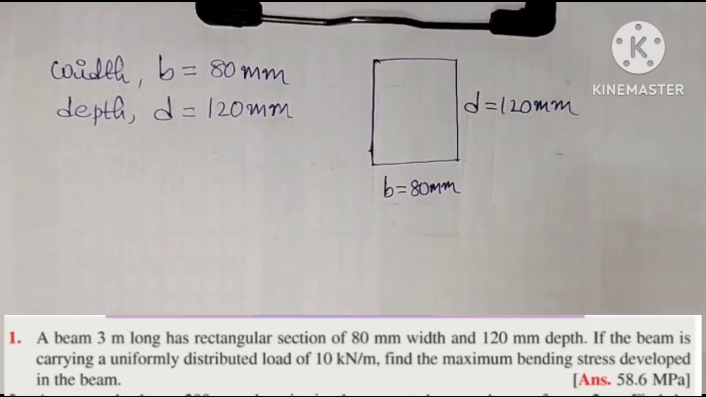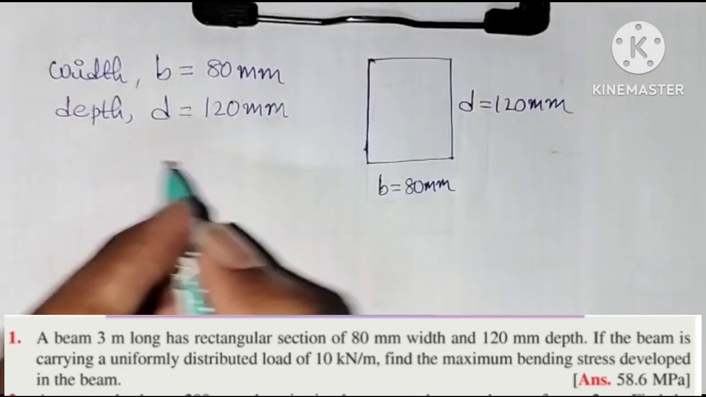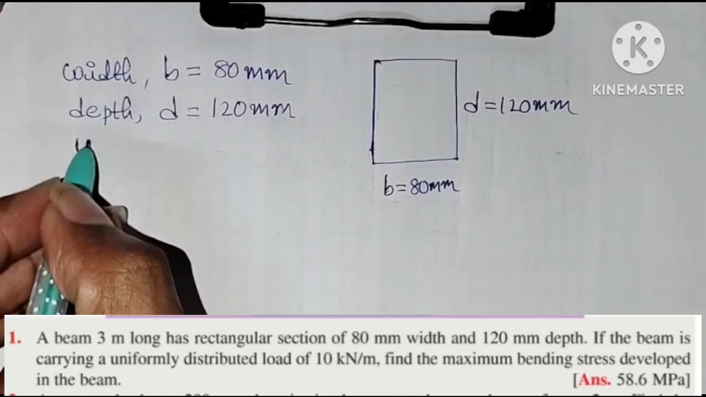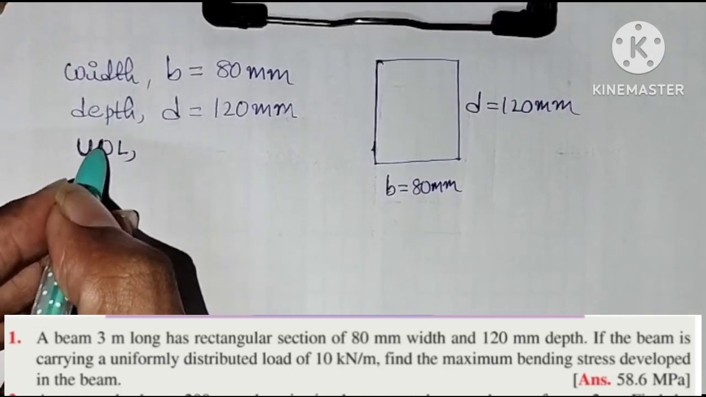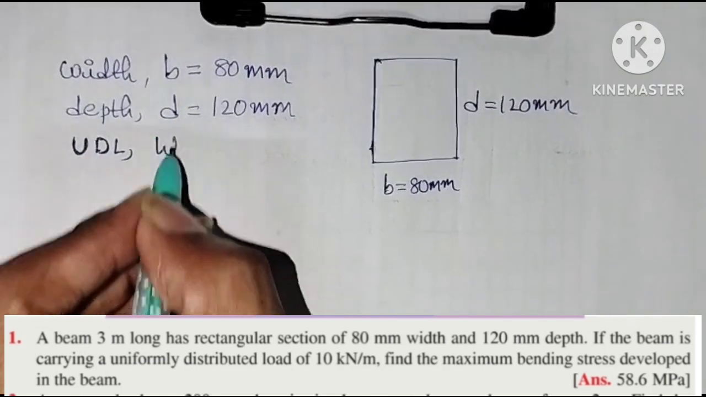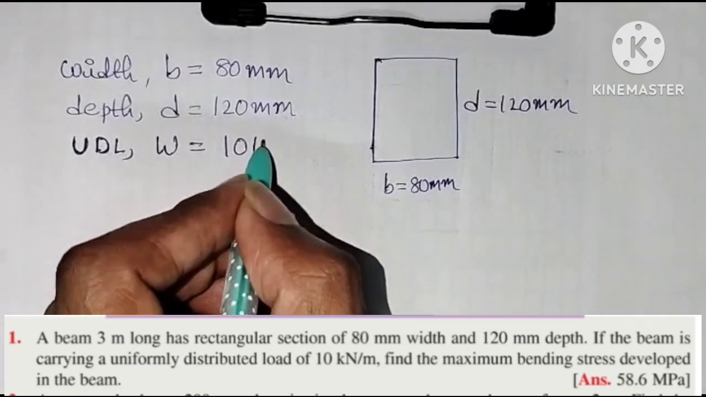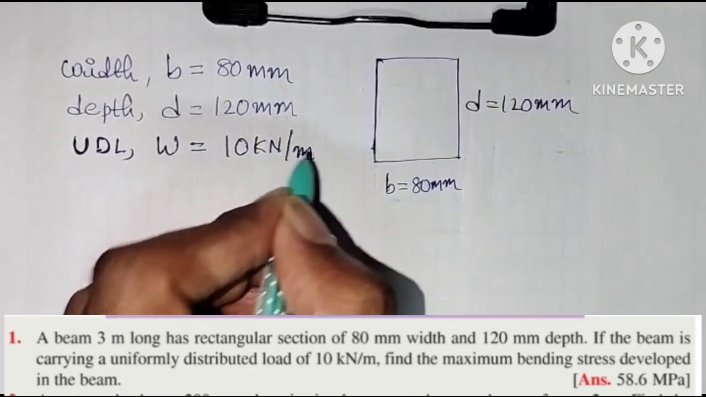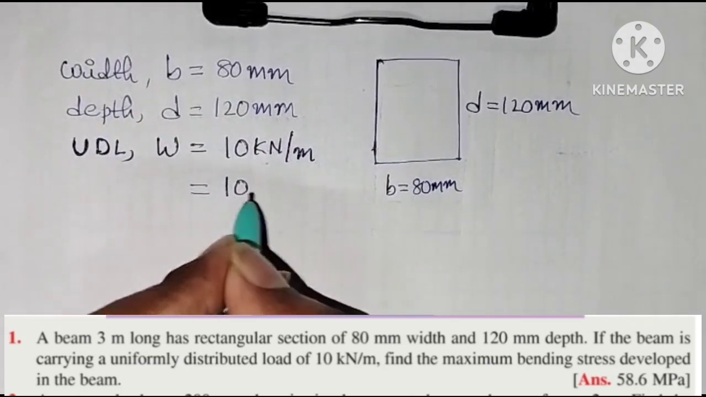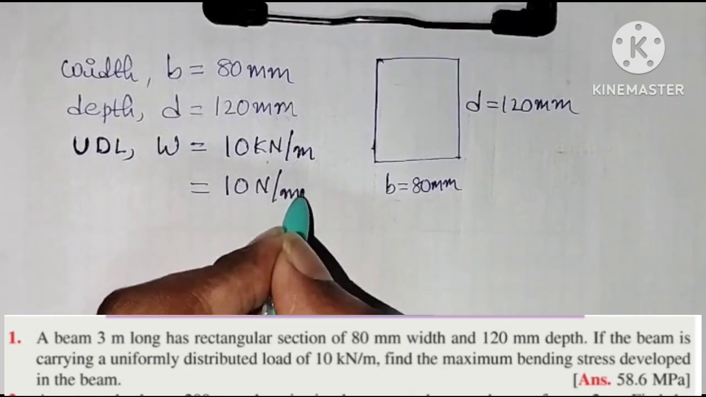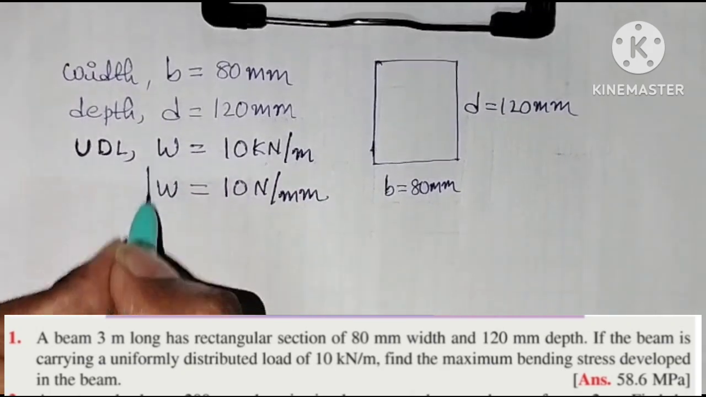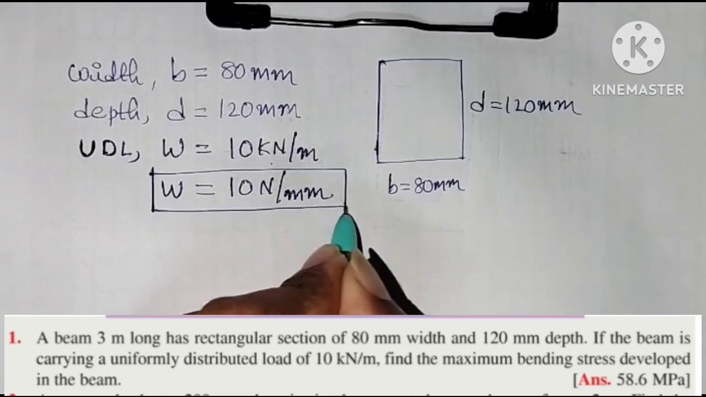This beam is subjected to UDL load, uniformly distributed load. So UDL load small w equal to 10 kilonewton per meter. We know that 1 kilonewton per meter is equal to 1 Newton per mm, so 10 Newton per mm. So UDL load is given.